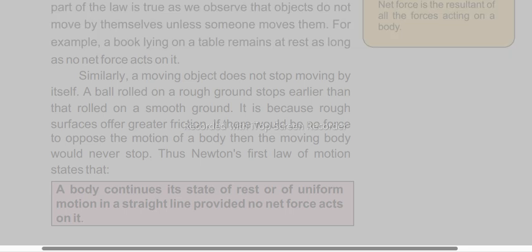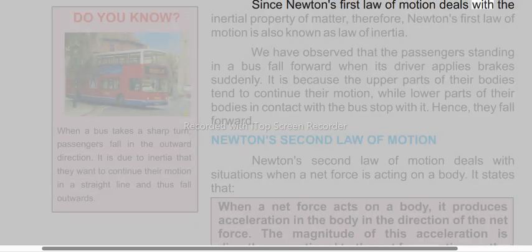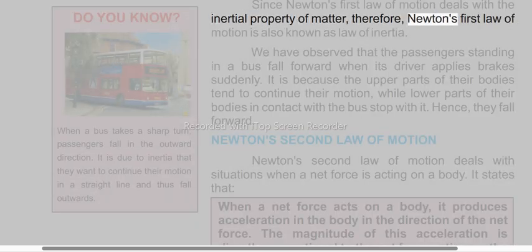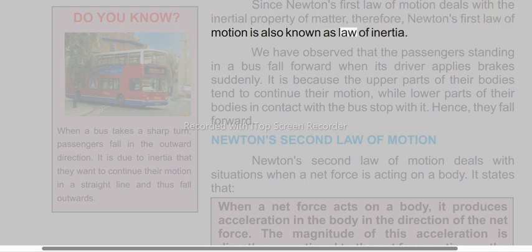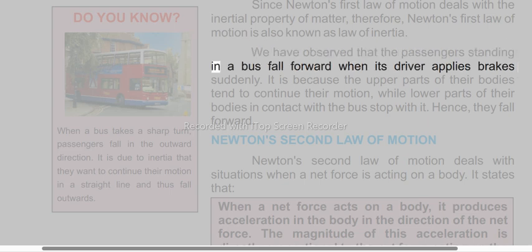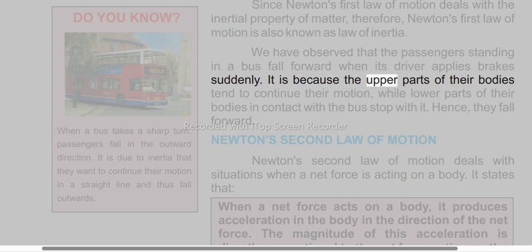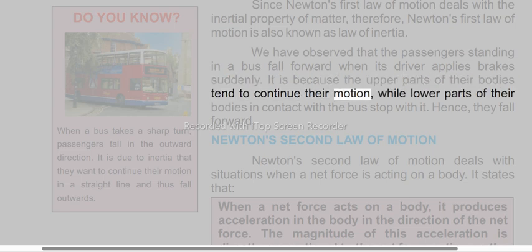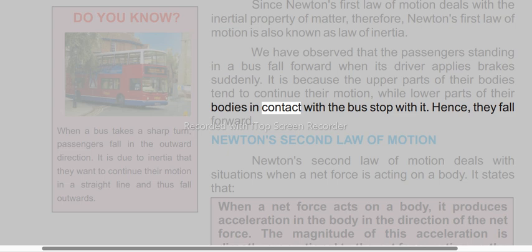Net force is the resultant of all the forces acting on a body. Since Newton's first law of motion deals with the inertial property of matter, therefore, Newton's first law of motion is also known as the law of inertia. We have observed that the passengers standing in a bus fall forward when its driver applies brakes suddenly. It is because the upper parts of their bodies tend to continue their motion, while lower parts of their bodies in contact with the bus stop with it. Hence, they fall forward.